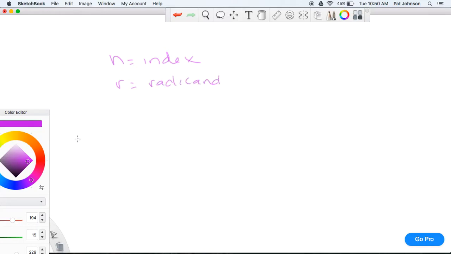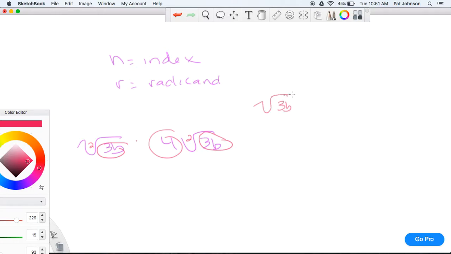For instance, let's look at some examples. Square root of 3b and 4 square root of 3b. My indexes are both an implied 2. My radicands are both the same. It doesn't matter what's on the outside. The index and the radicand are the same, so they're like terms. Let's look at this next one, square root of 3b and cube root of 3b. My radicands are the same, check. My indexes, whoopsie, they're not the same. This is an implied 2, so they're not like terms. I can't add or subtract these.